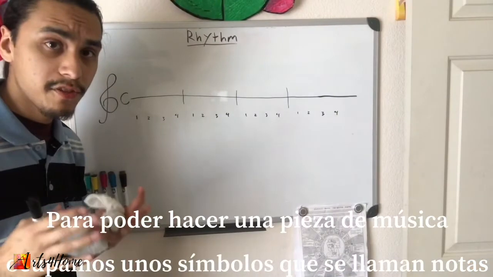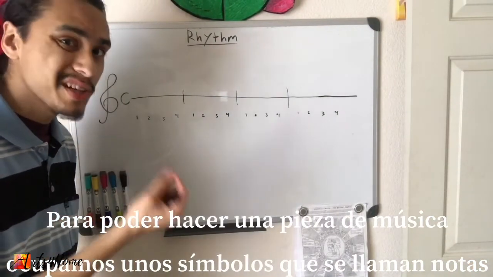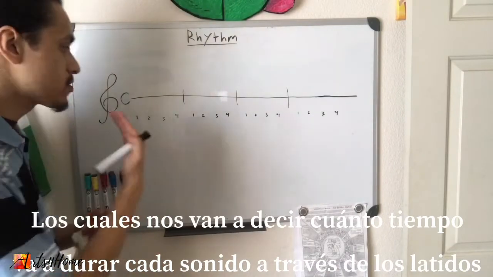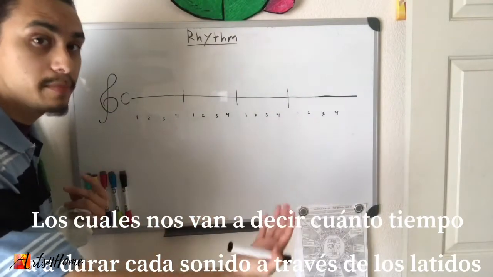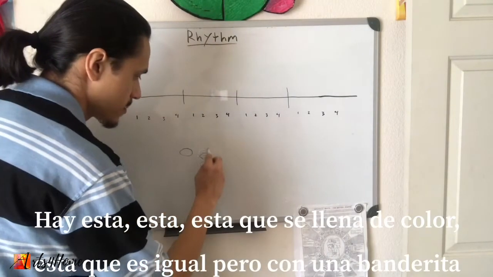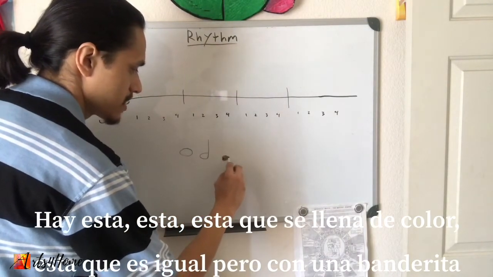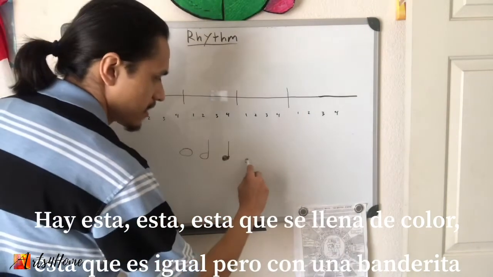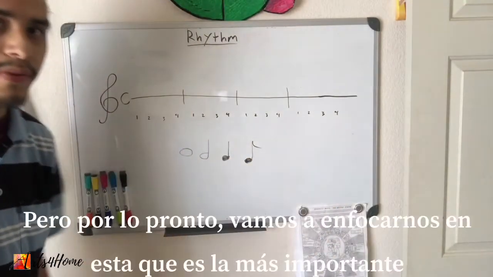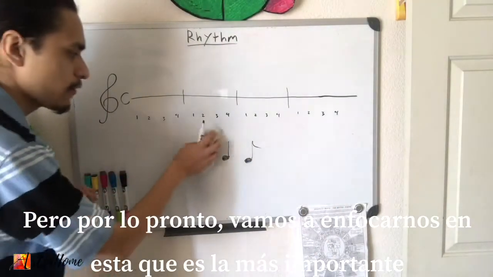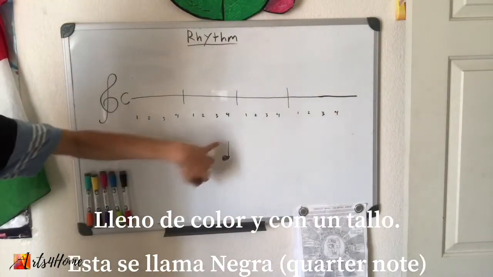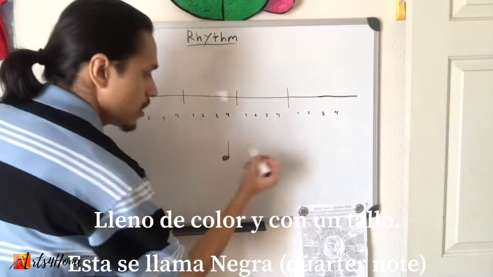So in order to make a piece of music, we need to use these little symbols called notes that are going to tell us how long each of those notes is going to last over the course of these beats. There's lots of different kinds. There's this one, there's this one, there's this one where it's like the same thing but colored in. There's this one where we color it in and there's a little flag. And then there's more and more and more, okay? For right now though, we're just gonna focus on this one, which is the most important one. It's colored in and it has a little stem. This is called a quarter note.